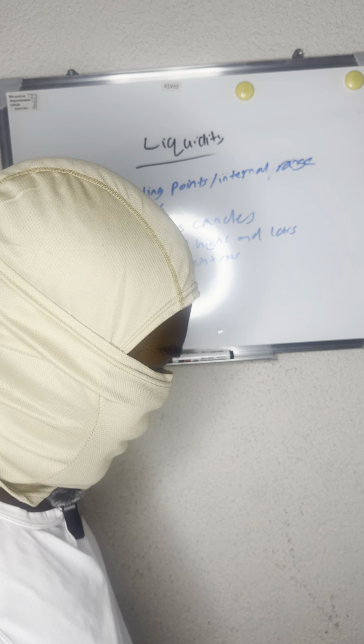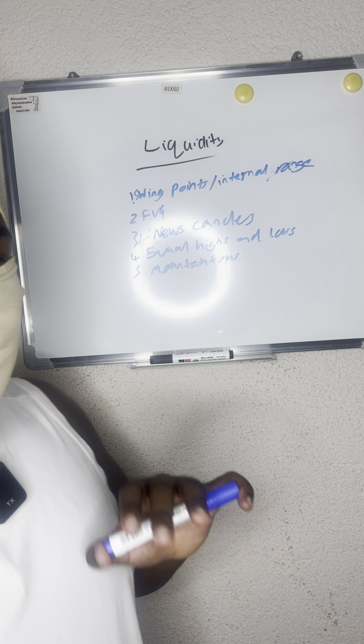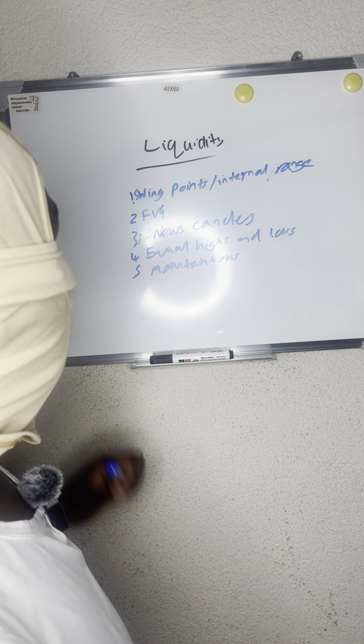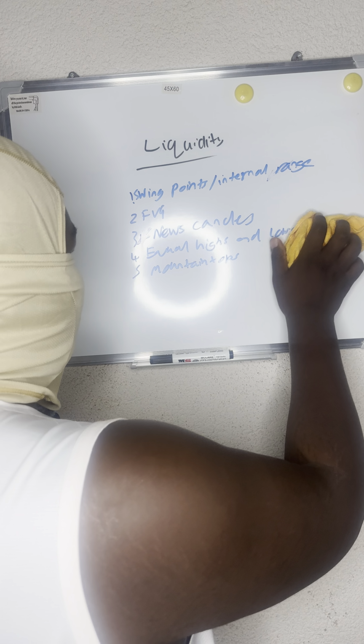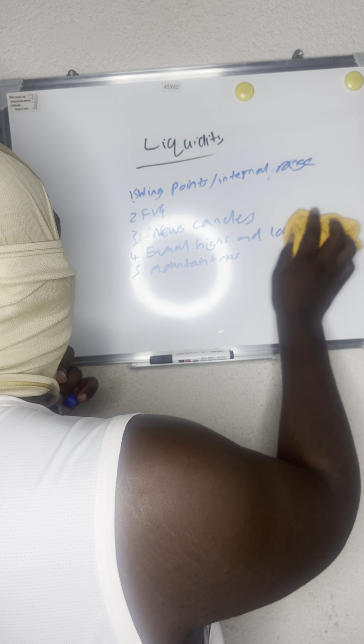But like I said, I'm not going to get into detail on all of them. I will make separate videos for each of them. Today, I'm going to focus on the first one, which is swing points, or internal range of liquidity. So let's get into it.